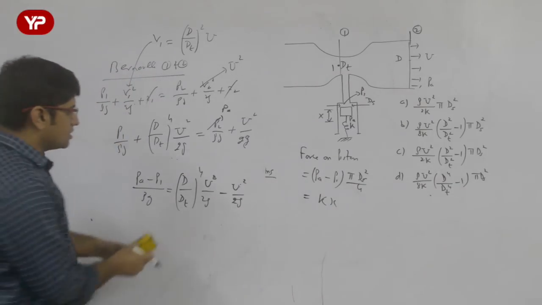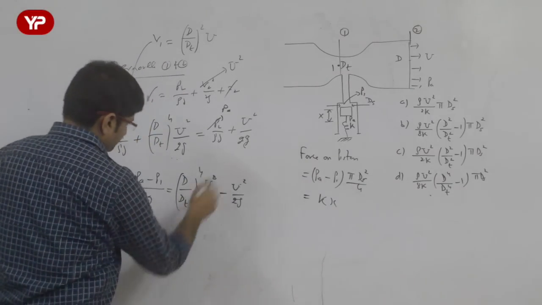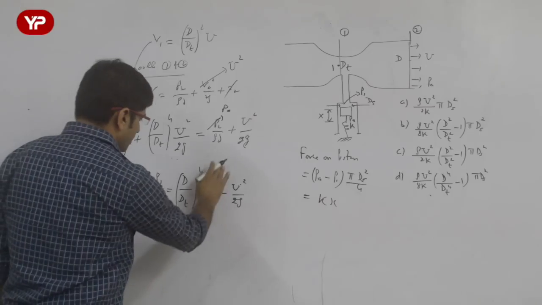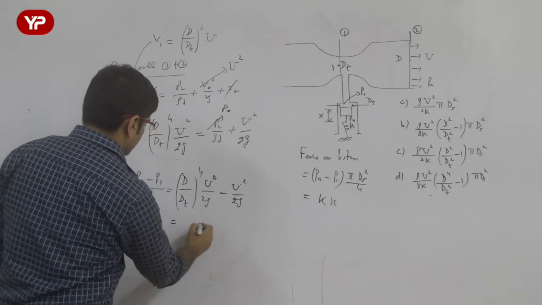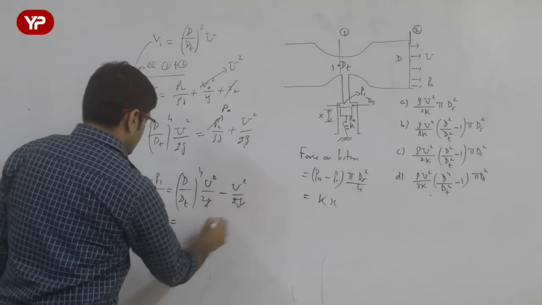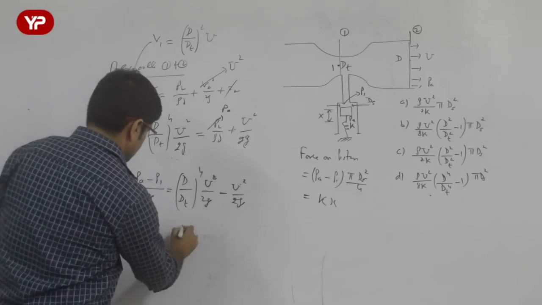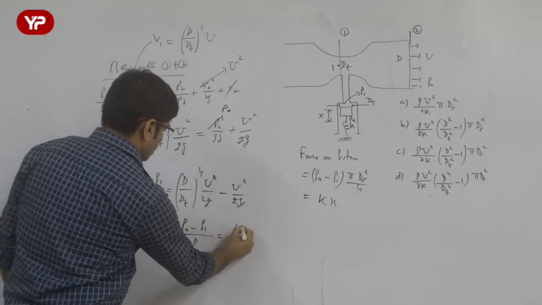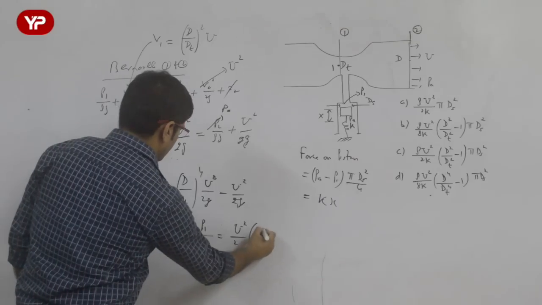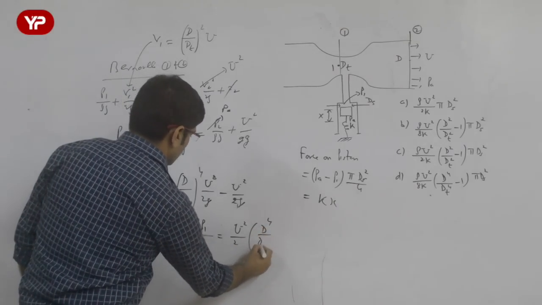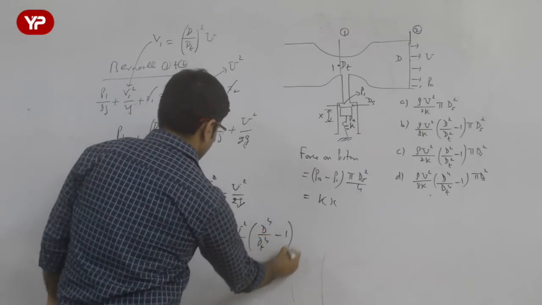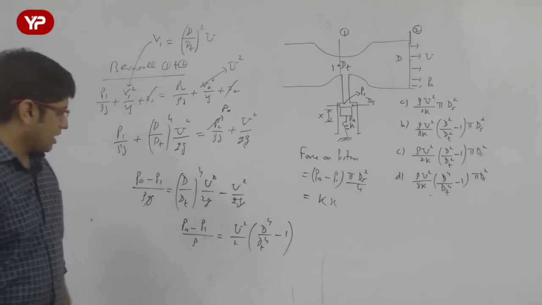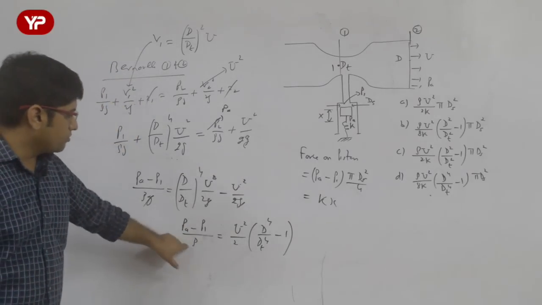Now you understand, I can take certain things common from here. Let us say I take U square by 2g common, then g gets cancelled out. So what I get from here is PA minus P1 by rho is equal to U square by 2 into d raised to power 4 over dt raised to power 4 minus 1. I believe that is right. So PA minus P1 by rho is this.